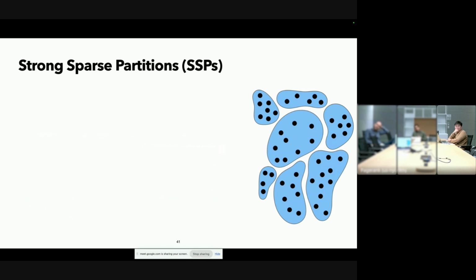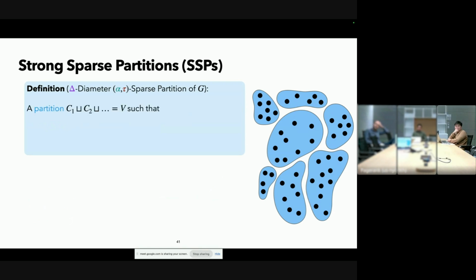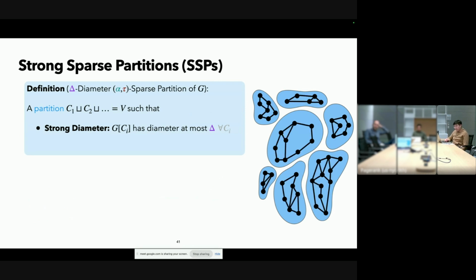So more formally, what is a strong sparse partition? It's going to have this diameter parameter delta, and then these sparsity parameters alpha and tau. As I said, it's just a vertex partition of the original graph. What are the properties it satisfies? Well, first of all, it's a low, strong diameter vertex partition. Namely, if you add back all of the edges from your original graph that have both endpoints in the same part, you get a bunch of induced graphs, and each of those induced graphs should have diameter at most delta. So within the subgraph, you can only move around staying inside of the part.